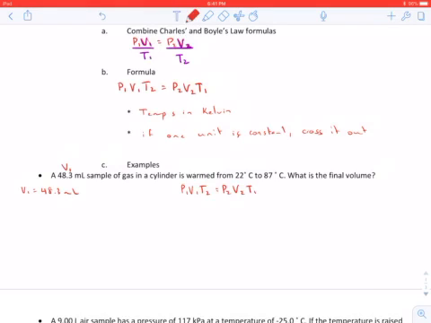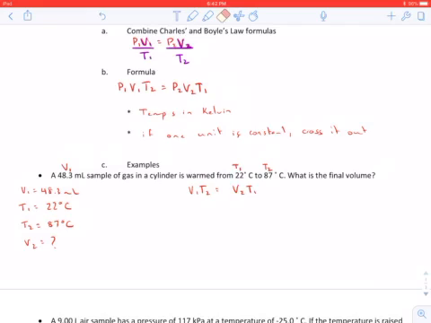I keep reading. 22 degrees C, that's a temperature. That's the first temperature I see, so I'm calling that T1, 22 degrees C. On to 87 degrees C, that's the second temperature I see, so T2 is 87 degrees C. What is the final volume? V2 is my question mark. And as you can see here, we have nothing about pressure, so we can just lose P1 and P2.